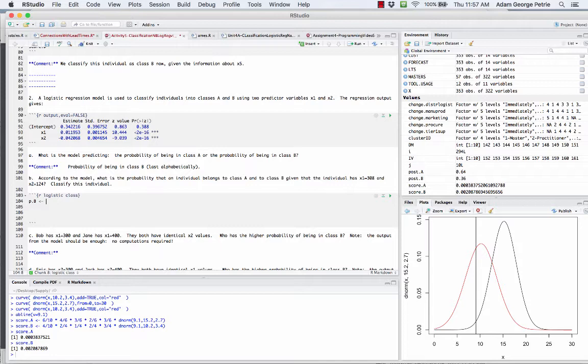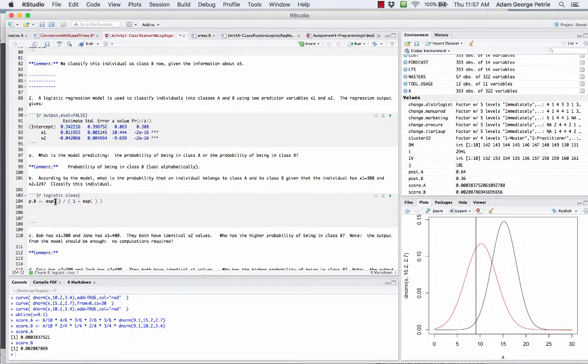Now, what is that equation? It's pretty complex. We have to take e and raise it to some power, and then divide that by a pretty big fraction, 1 plus e raised to that same power. So what is this power? Well, I simply look at the intercept.